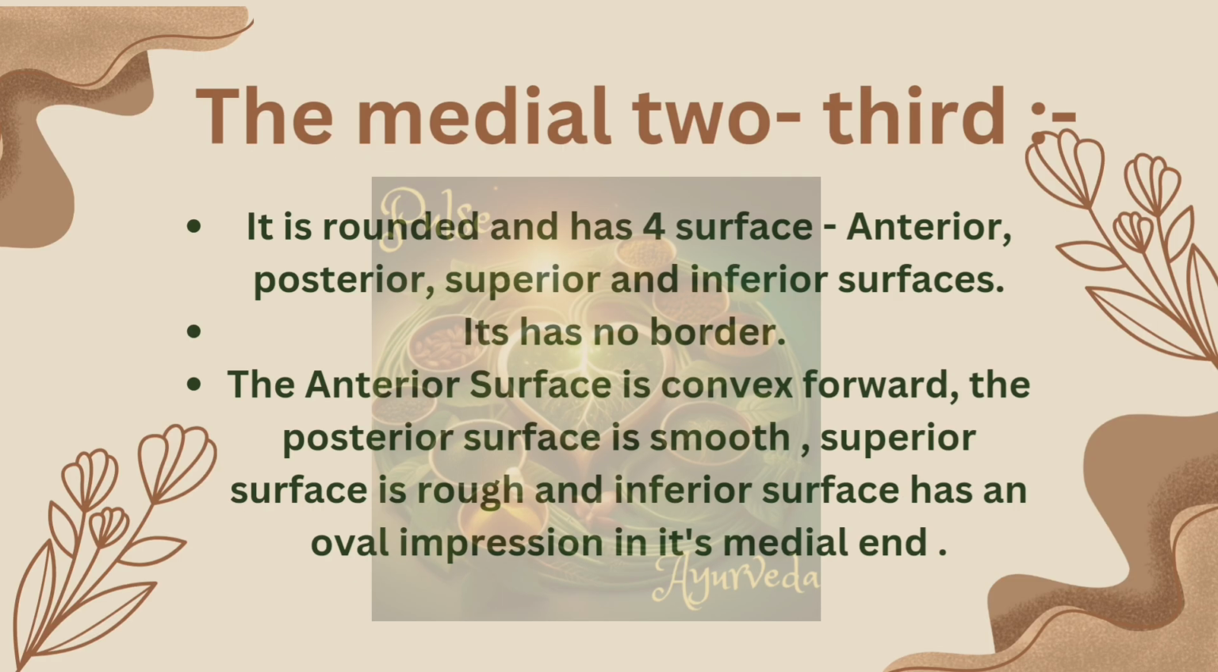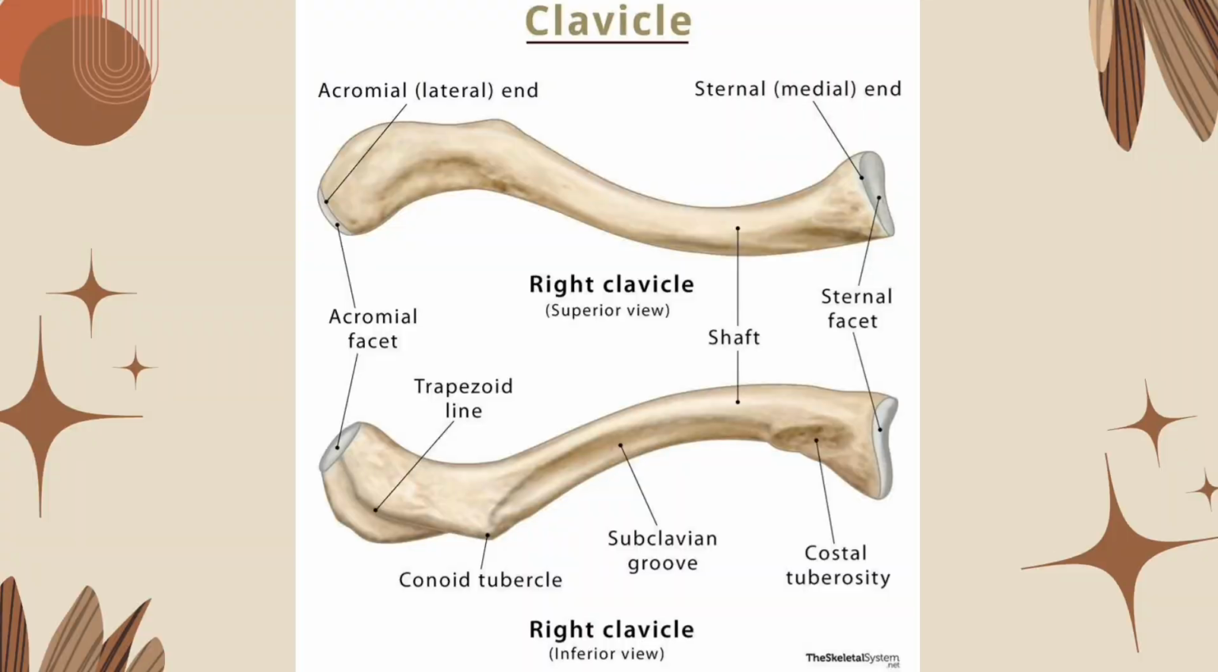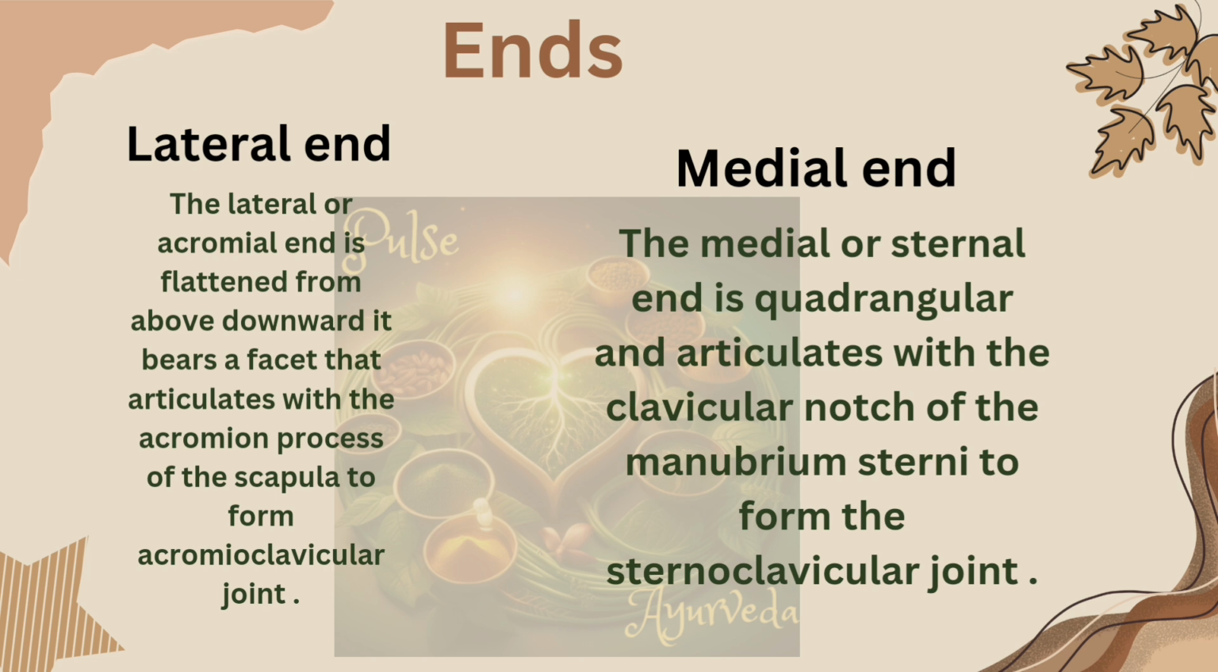The medial 2/3 is rounded and has 4 surfaces: anterior, posterior, superior and inferior. It has no border like the lateral 1/3. The anterior surface is convex forward and the posterior surface is smooth. The superior surface is rough and the inferior surface has an oval impression at its medial end. This point is very important regarding the inferior surface: the oval impression at its medial end, and a nutrient foramen is also present there. In this image we can see on the inferior surface the trapezoid line, conoid tubercle and subclavian groove.